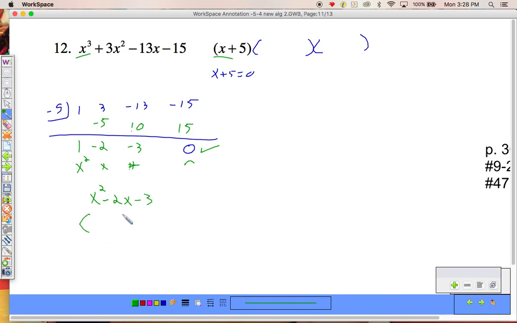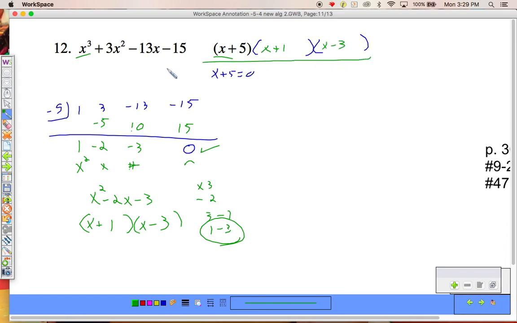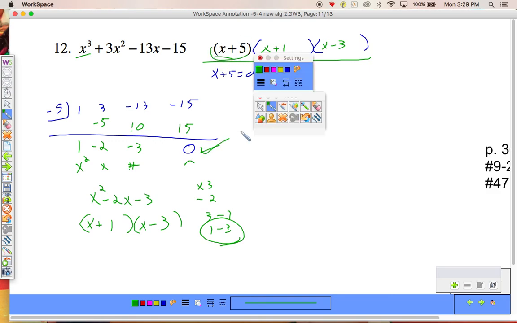This factors pretty easily. X plus, x minus, multiply to give me 3, subtract to give me 2. 3 and 1. Do I want 3 minus 1 or 1 minus 3? I want 1 minus 3. And those are my other two factors.